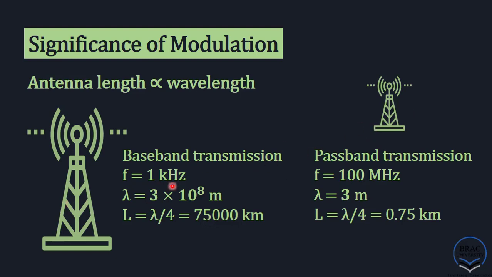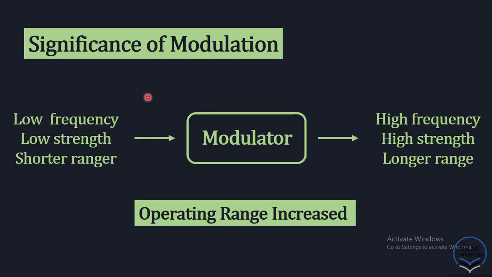You can see the difference between these two pictures. This is the antenna used for baseband transmission, which is huge, and in the case of passband transmission, the antenna length is much more favorable. Another significance of modulation is increasing the operating range.